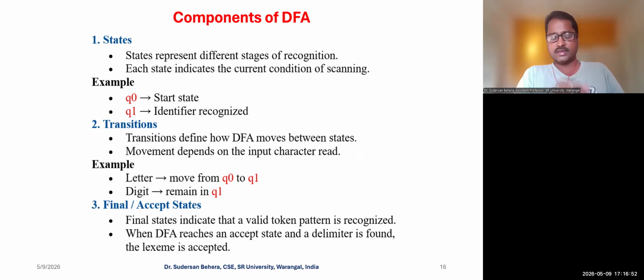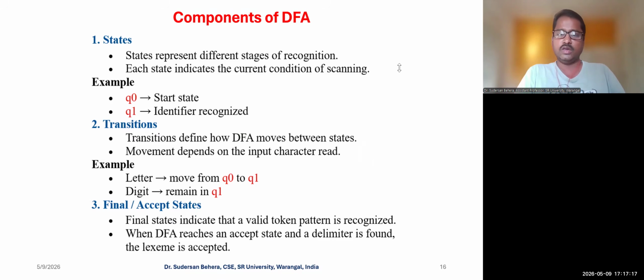Each state indicates the current condition of scanning. Let us take an example. Q0 is the start state, Q1 is the identifier recognized. Q1 is a state where the machine can recognize the identifier. It may be the final state. Next is transition. What is transition? Transition defines how the DFA moves from one state to another state.